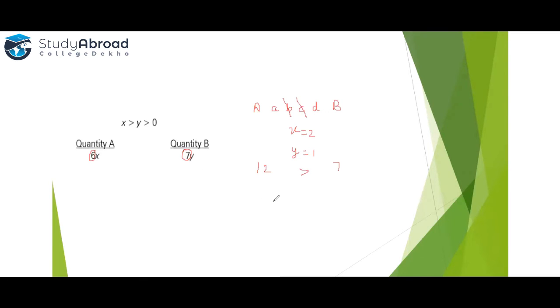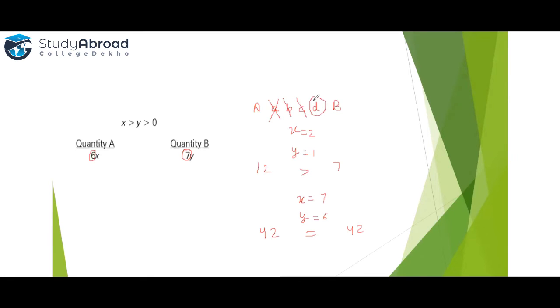As x is greater, I'll take x as 7 and y as 6, right? If I substitute x as 7 and y as 6, what will I get? I'll get 42 here and 42 here. So both the quantities are equal. So if both the quantities are equal, I can eliminate answer choice A as well. My answer choice B is correct, right?